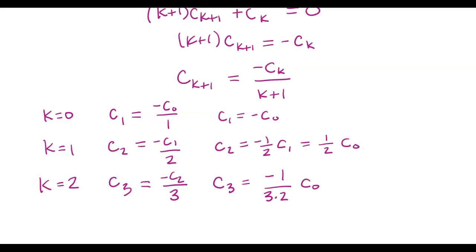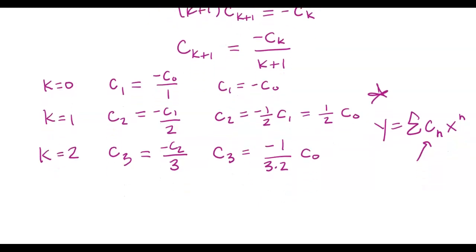And these C's that I'm trying to figure out here, they're back in this solution. I'm trying to figure out what these are, okay? So I don't know what C naught is, but I do know that C1 is dependent on that, C2 is dependent on that, C3 is dependent on that, and so on and so forth.